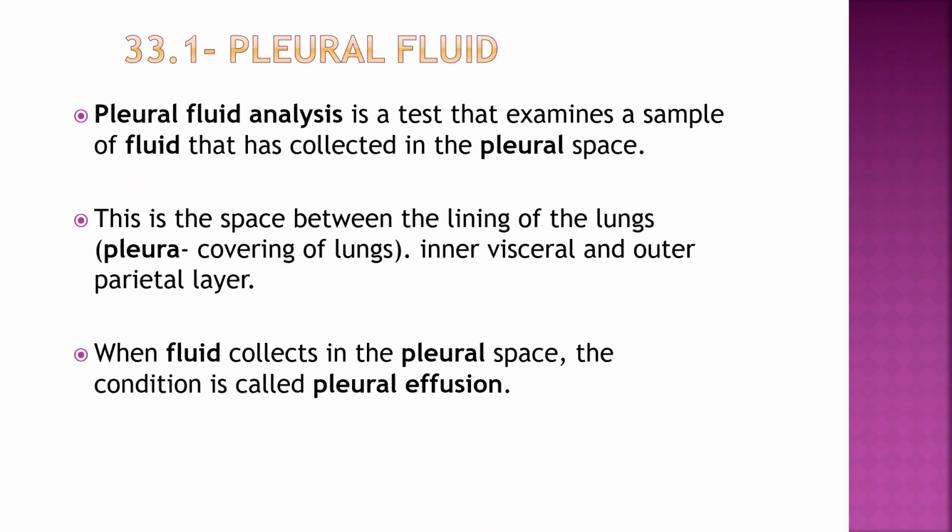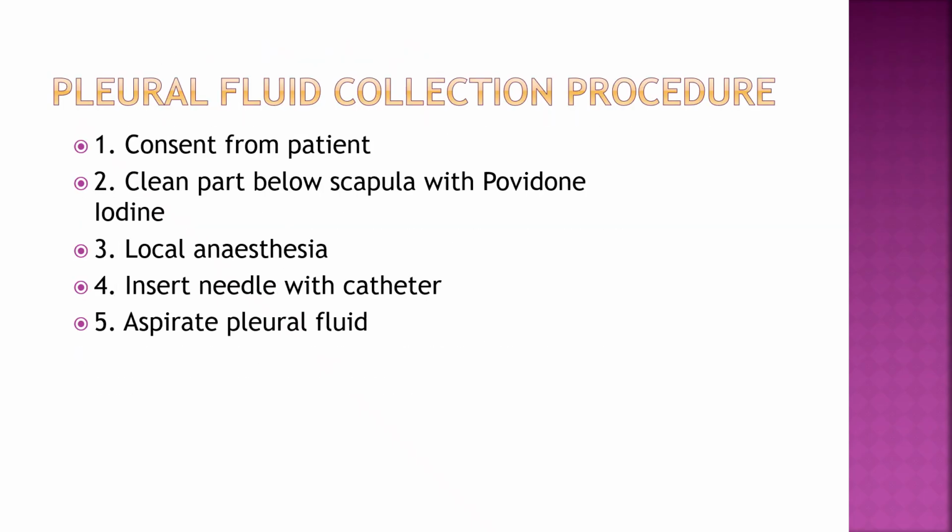Normally it is present, and it absorbs shock in injury, gives nutrition, and is protective in nature for the lungs. When the amount of fluid in the pleural space increases, it is called pleural effusion. For collection, according to the x-ray findings, you can find out on which side the pleural effusion is. Then you clean that area with spirit and povidone iodine, give local anesthesia, prick the area with a needle, and then with a catheter aspirate the pleural fluid.